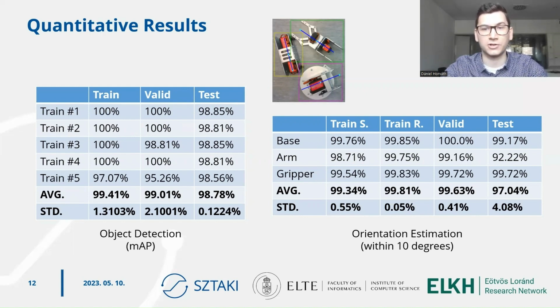And on the right side, for orientation estimation, we have a synthetic and real training set, the validation set, which is synthetic, and the test set, which is real life. You can see that the result is also good, that we could reduce the reality gap, even though the results reduced a bit. I think 97% is reasonably good. One thing which is interesting to note is that the arm only scored 92%, while the base and grip were 99% for the test data set.